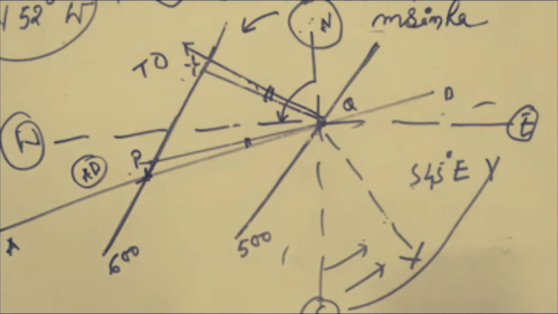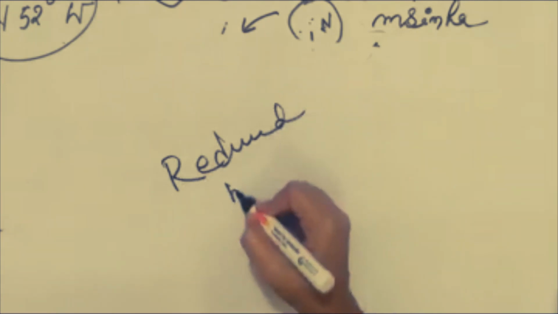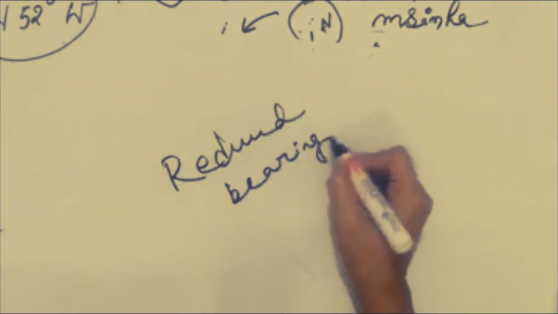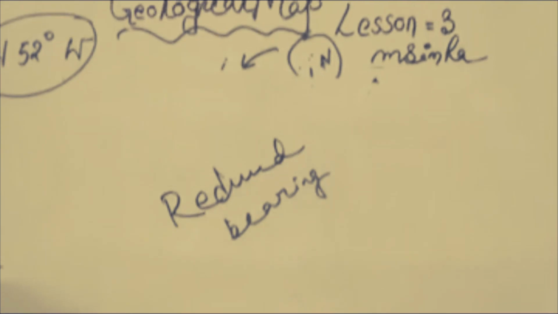Dip is accompanied by two things. First is the amount of dip and the second is the direction of dip. For measuring the direction of the dip, we have to follow the principle of reduced bearing. Okay. I think you can get an idea about true dip, apparent dip, true thickness, apparent thickness, all these things, and try to practice all these things in your own way.